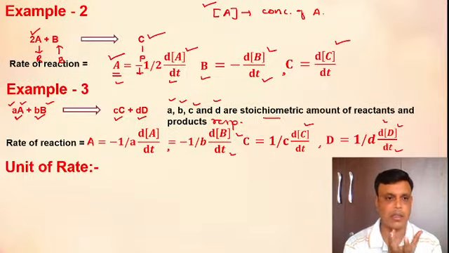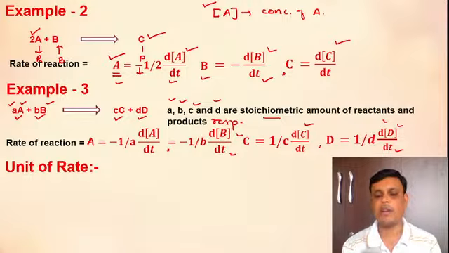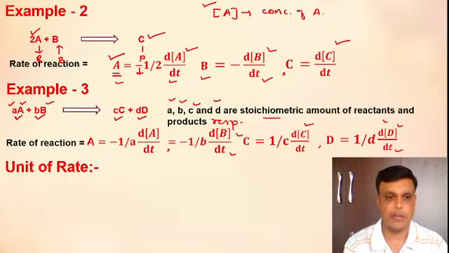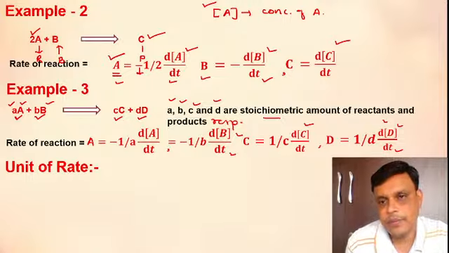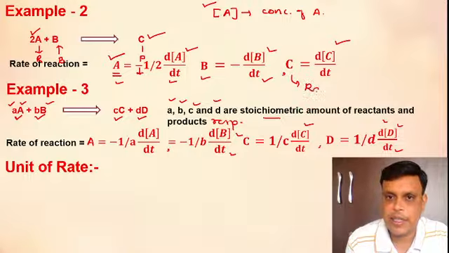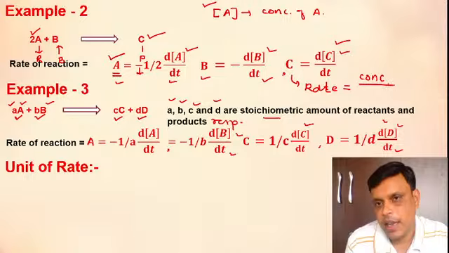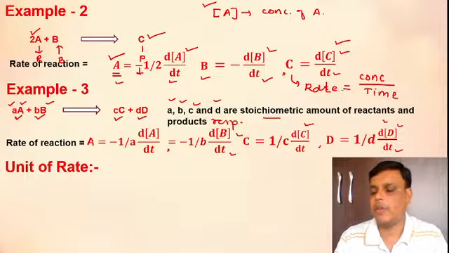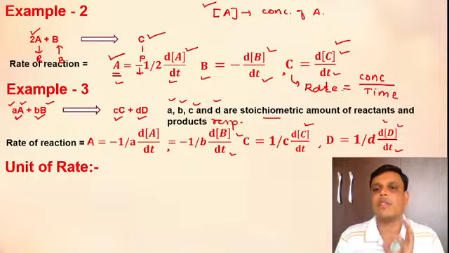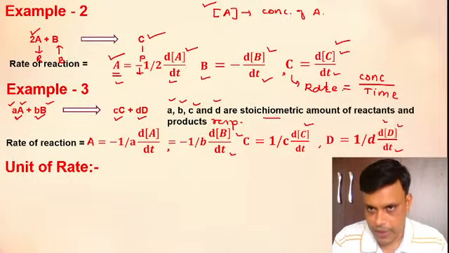So the next point is the unit of rate. How will you give the unit to the rate, or we will see how to derive the unit of rate. Here, this is the rate with respect to C. Now d concentration of C: the concentration term is here and t is here. So concentration upon time. This is your unit. The unit of rate is concentration upon time. It's very simple.